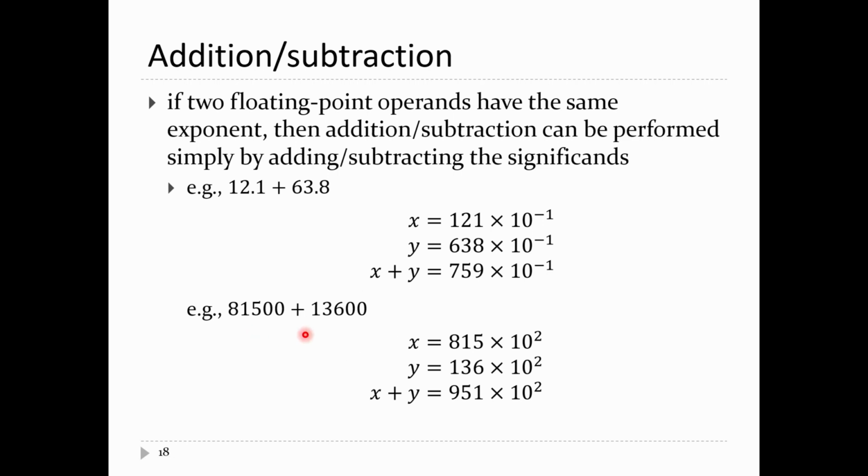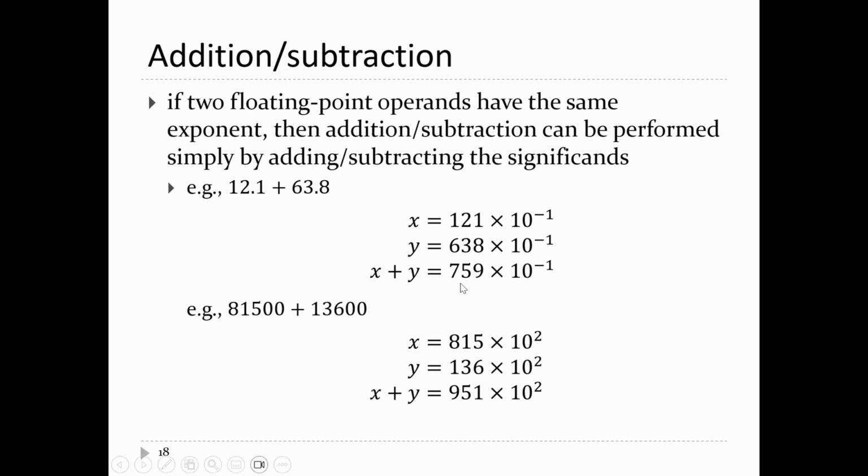Say a similar example here with larger values. 81,500 is 815 times 10 to the 2. 13,600 is just 136 times 10 to the 2. The exponents are the same, and again, that's what you're looking for. Go ahead and compute your sum, you get 951 times 10 to the 2.